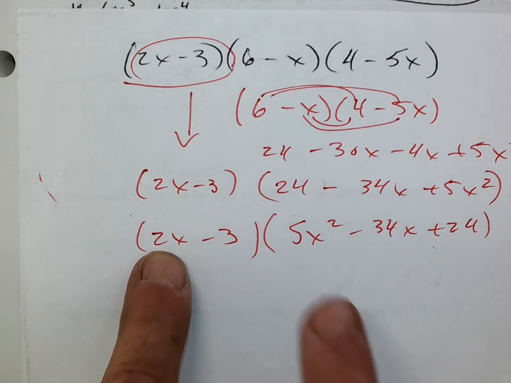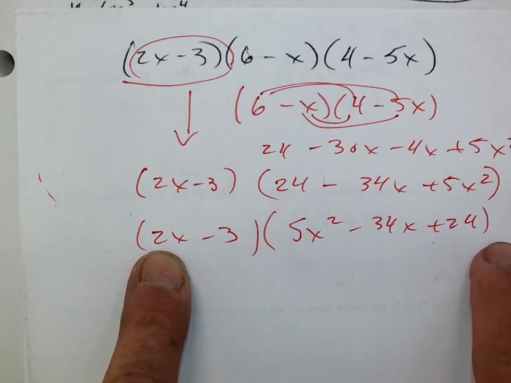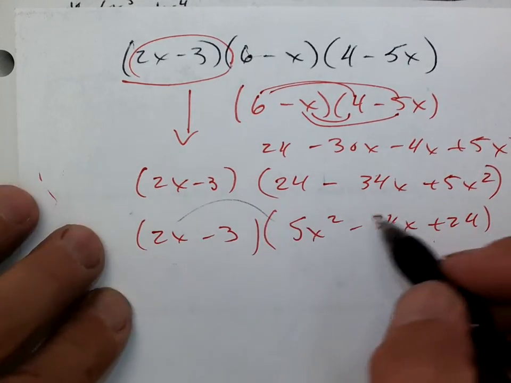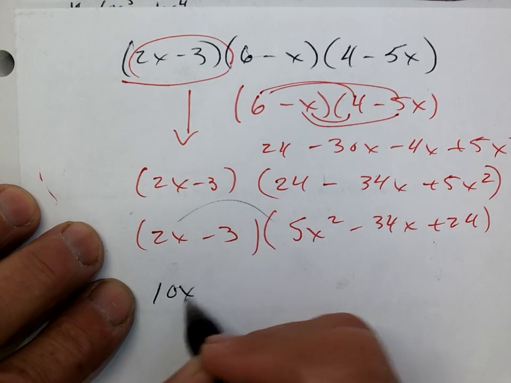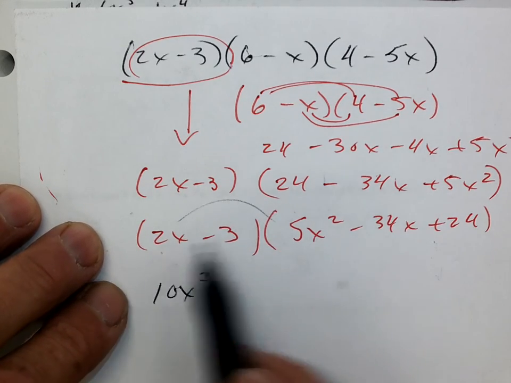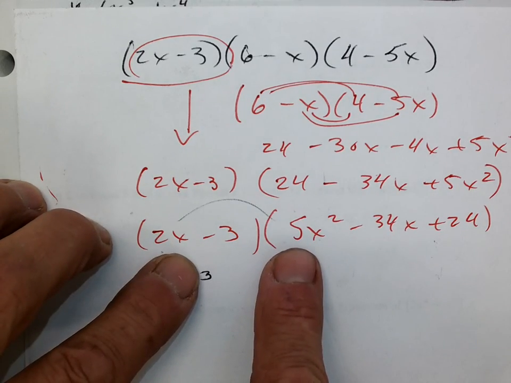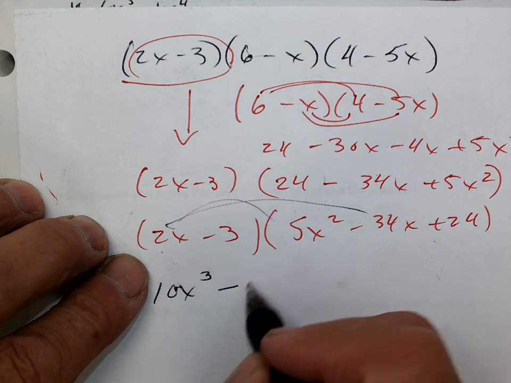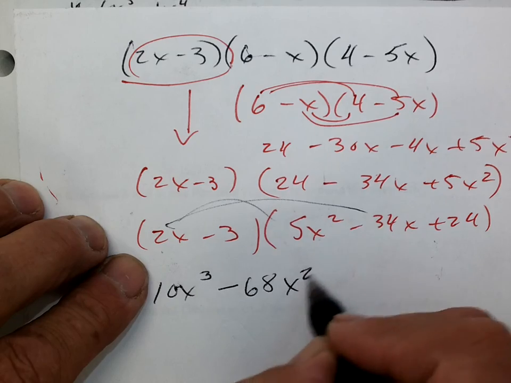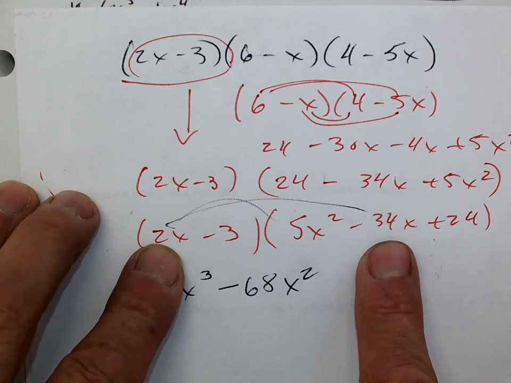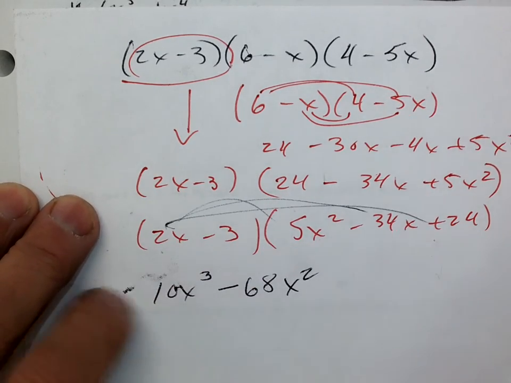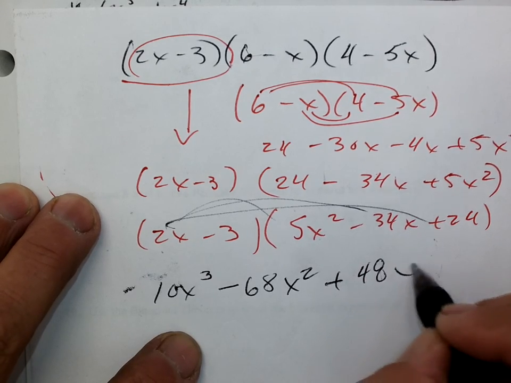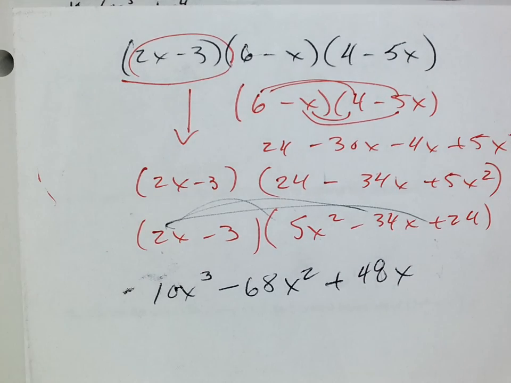2x times this one, and this one, okay? 2x times this one, and this one. So 2x times a 5x squared is a 10x cubed, right? 2x times a negative 34x is a negative 68x squared, okay? And then 2x times a negative 24 is a positive 48x, okay? We're almost done with this one. We really are.